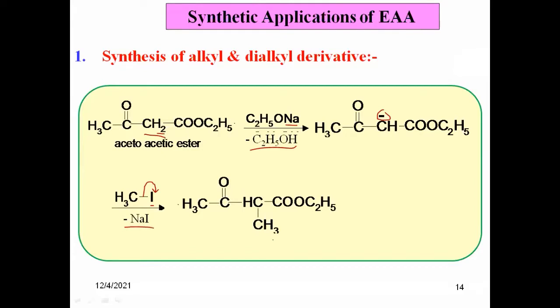Such compounds are called alkyl acetoacetic esters. Thus acetoacetic ester, that is ethyl acetoacetate, on reaction with sodium ethoxide and alkyl halide gives the corresponding alkyl derivative. Means in this reaction, one of the hydrogen atoms from the active methylene group is replaced by an alkyl group. So alkyl group replace होतो ना. Actually this reaction takes place in two steps. In first step, there is a loss of hydrogen and we get carbanion. That carbanion further reacts with alkyl halide, and there is formation of a new bond between carbon and methyl group, and we get the corresponding methyl derivative, the corresponding alkyl derivative. Instead of methyl iodide, we can use ethyl iodide, then n-propyl iodide, isopropyl iodide, etc. That is the same type of reaction.